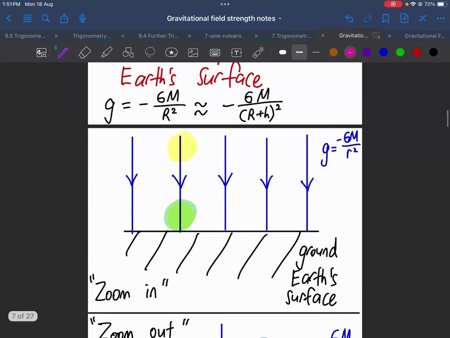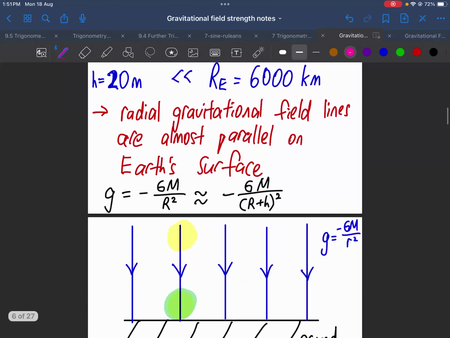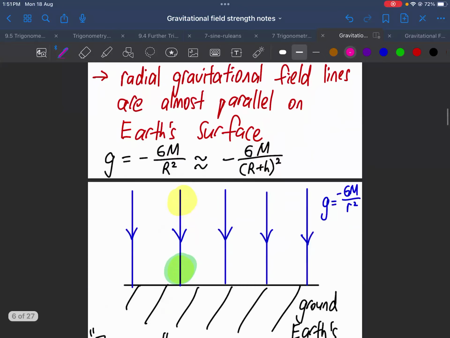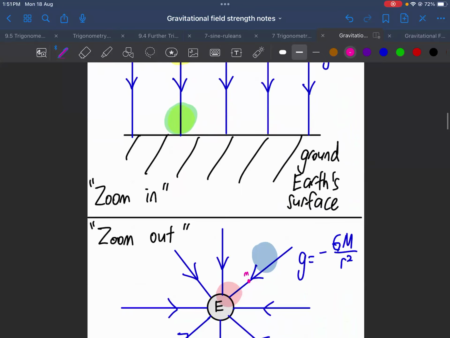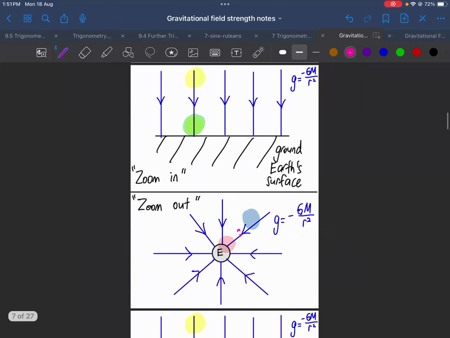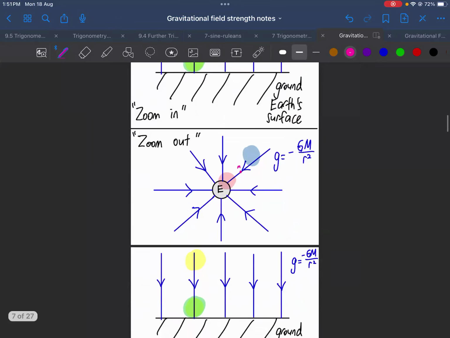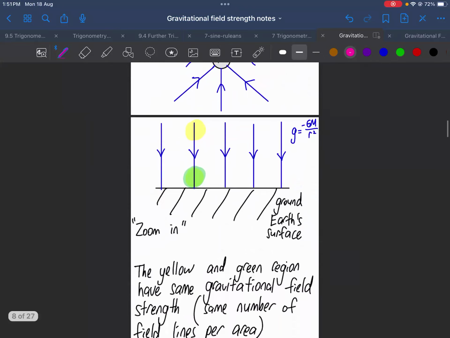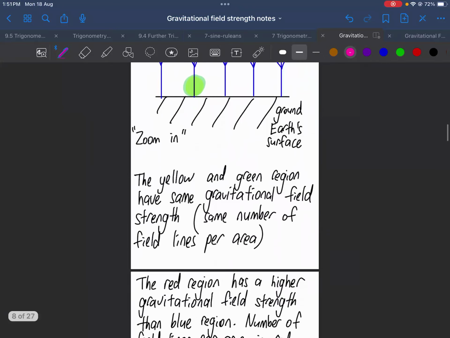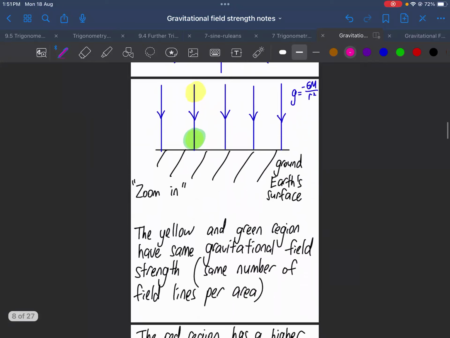Okay. So this is what they mean by radial gravitational field lines are almost parallel on the Earth's surface. Can you understand it better now? Oh, by the way, I need to tell you, have you learned that the closer the gravitational field lines are together, the stronger the gravitational field strength? And if the gravitational field lines are far apart, then the gravitational field strength is very weak. Still remember?